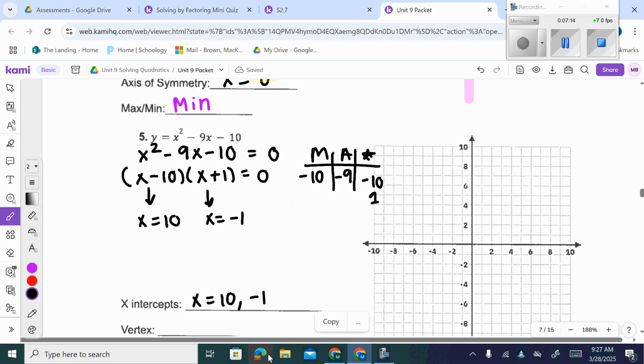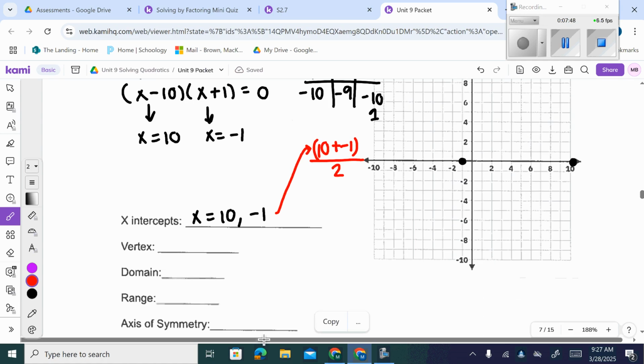What can we do with those? Yeah, plot them. Go put a point at 10 and a point at negative 1. All right, I got to find my what next? Your vertex. How do you find your vertex? Add them together and divide by 2. Good. So you're going to have 10 plus negative 1 divided by 2.